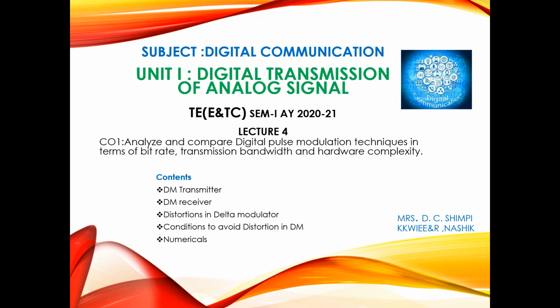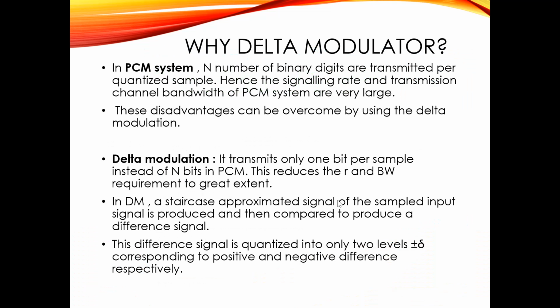Hello friends, today we are going to discuss the delta modulator system, that is, the delta modulator transmitter and receiver, the distortions which are present in delta modulator, and the conditions to avoid the distortions in DM also. This is a topic from the first unit, digital transmission of analog signal, for the subject digital communication.